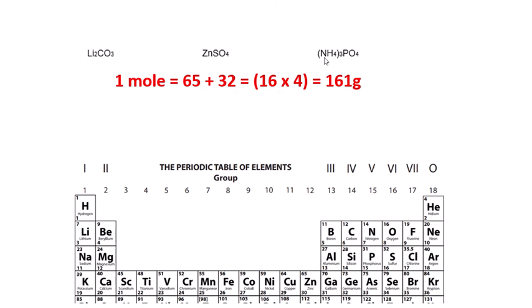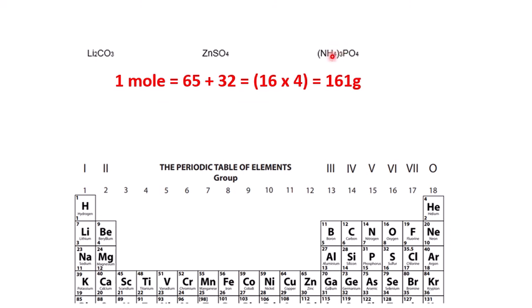Now with the next one, look at what's inside the bracket, NH4. So we've got 1 nitrogen and 4 hydrogens joined together. That's an ammonium ion, NH4. So to get the mass of that, N is 14, hydrogen is 1, so we have to multiply it by 4. So 1 times 4 is 4, plus 14 is 18. So inside the bracket is 18.